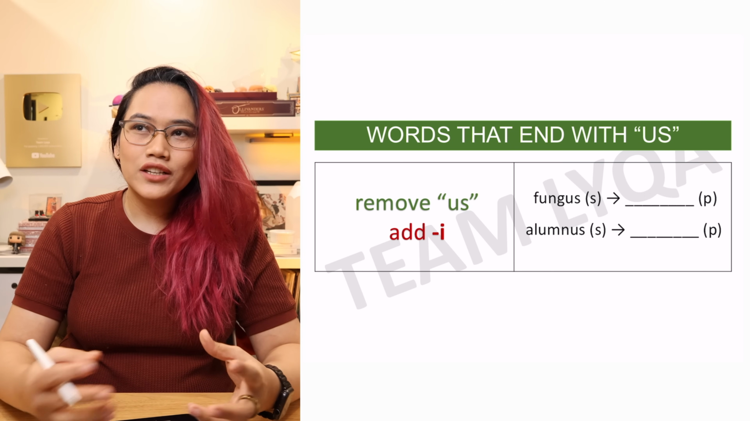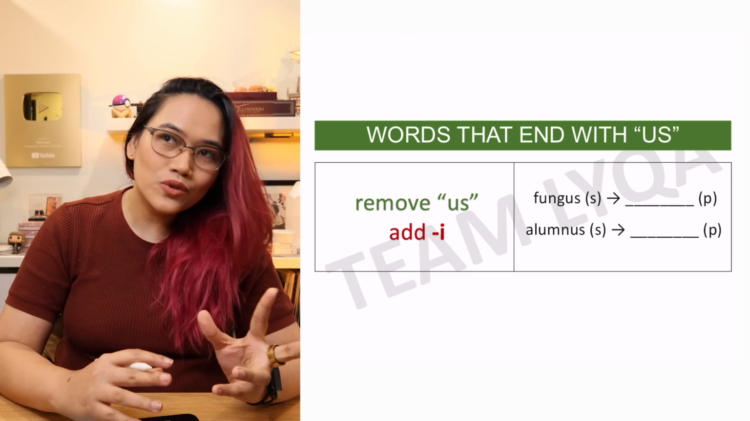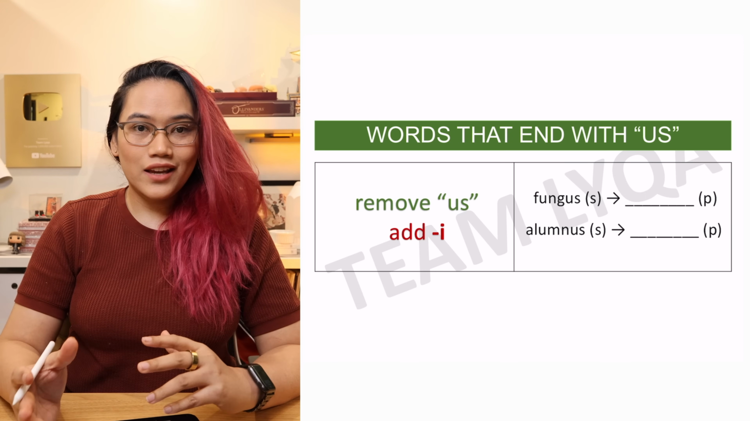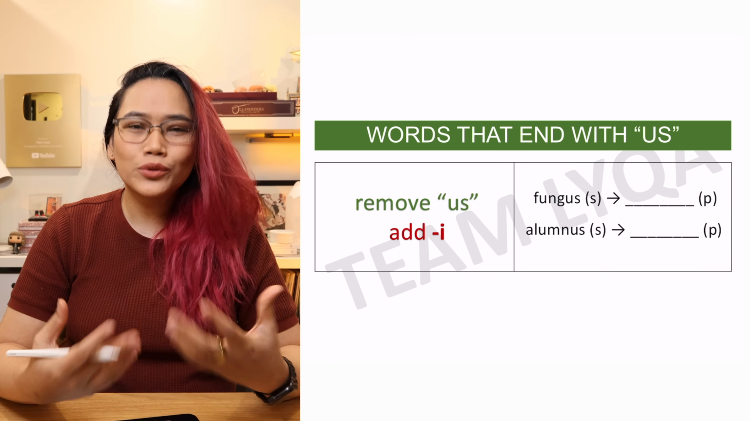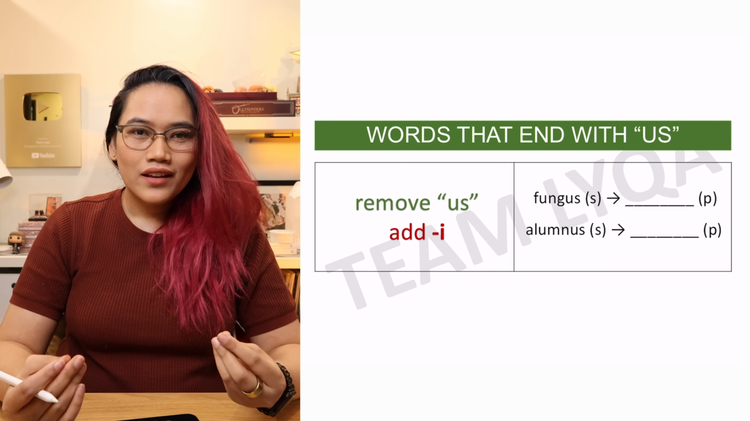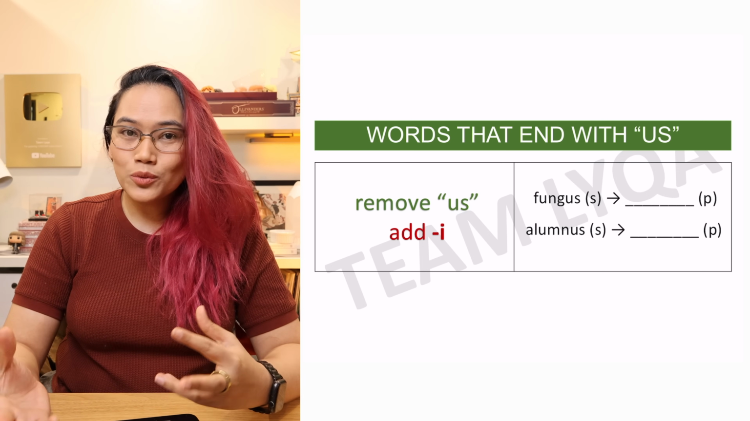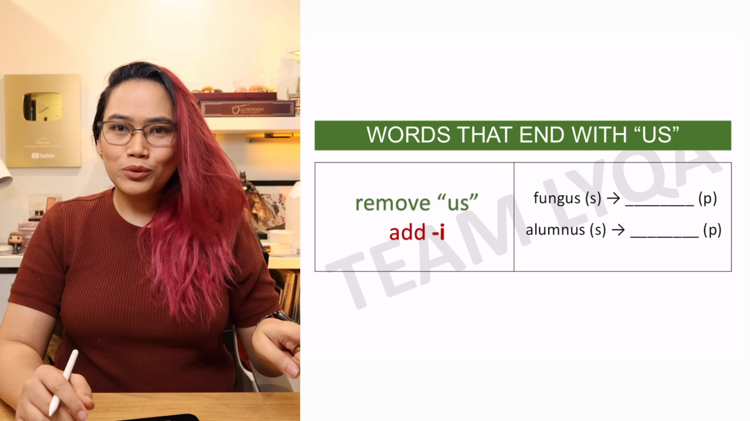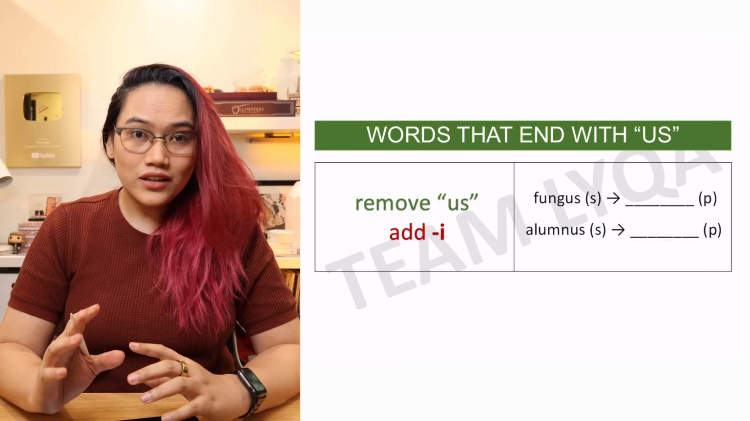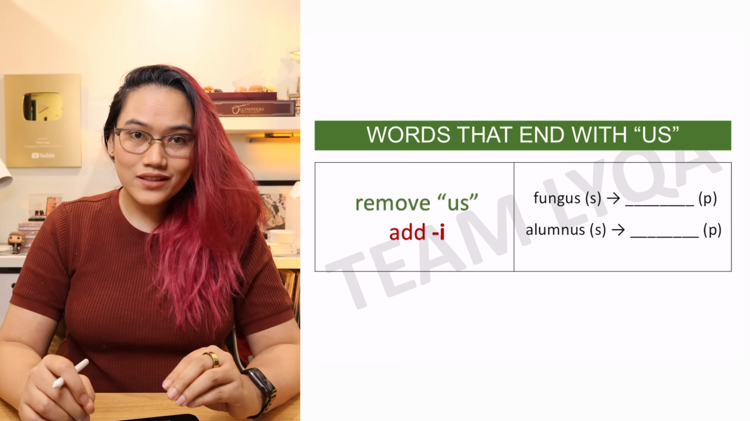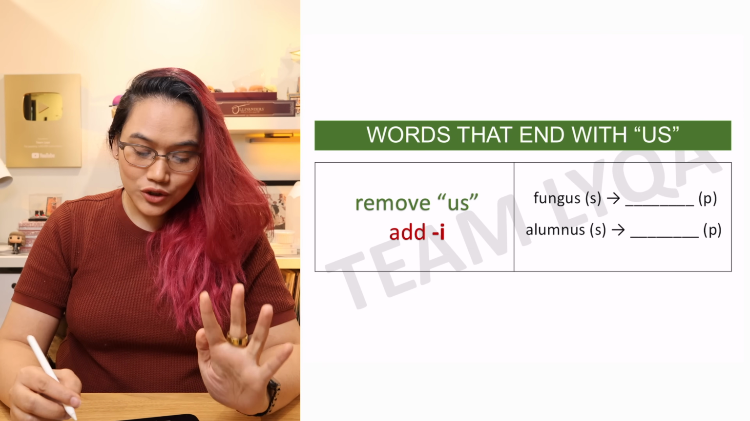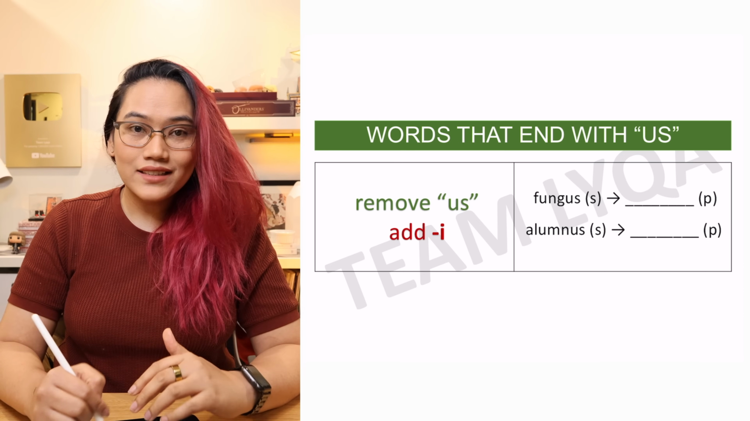Next, we're going to talk about words that end with US. And these are words that usually are used sa scientific na setting. Words that have Latin roots or Latin origin that end with US. And when it comes to pluralizing those words, or if babaliktarin mo siya from plural to singular, you have to be wary of the US. If singular to plural, we're going to just remove US and add I.